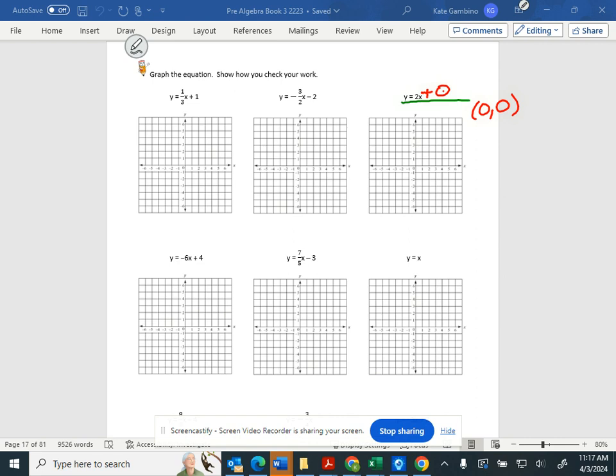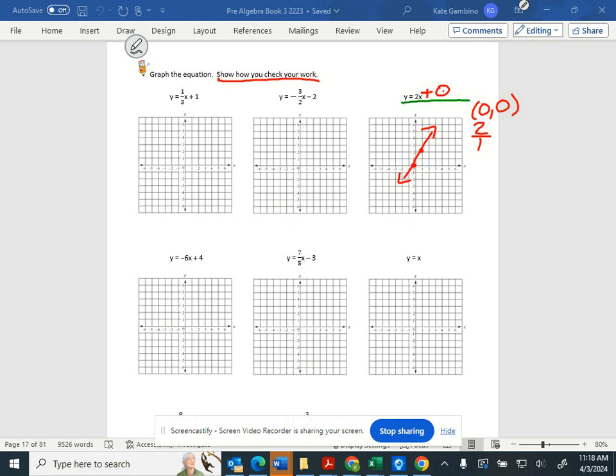So our y-intercept is 0, 0. What is our slope? 2 over 1, right? So I go to 0, 0. I graph that. I go up 2 over 1. I want to see you writing the y-intercept. I want to see you writing the slope and then graphing it. It says show how you check your work. So you are going to show that y-intercept, show your slope, and graph the line.